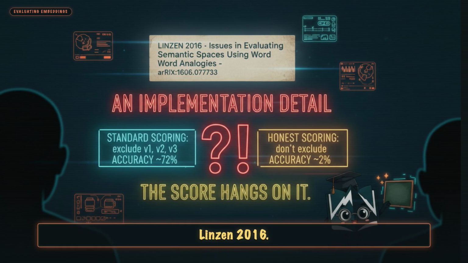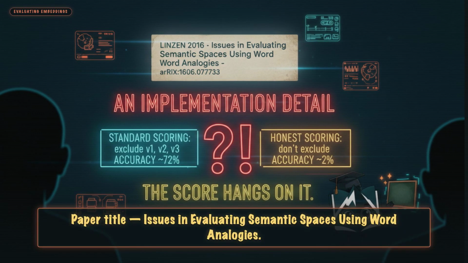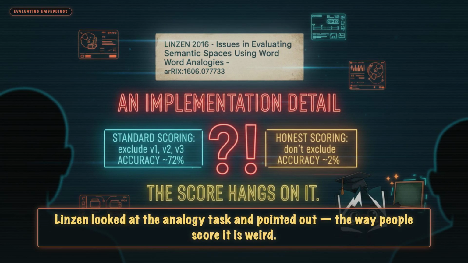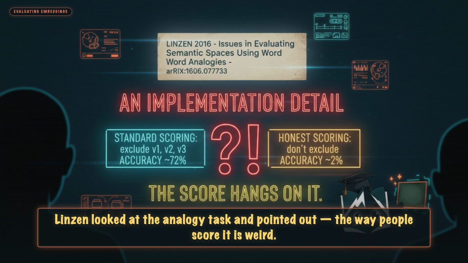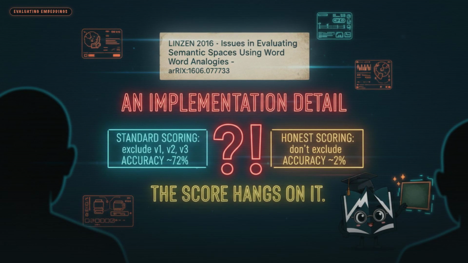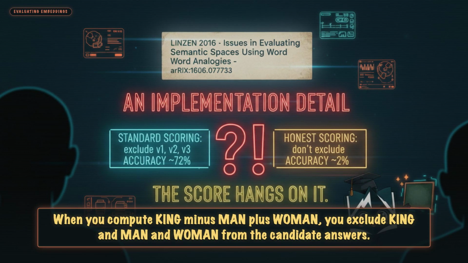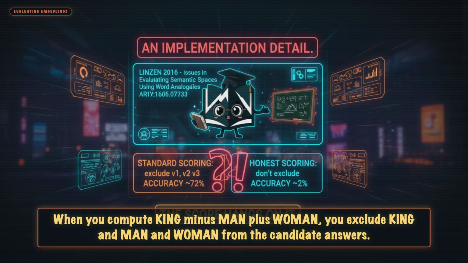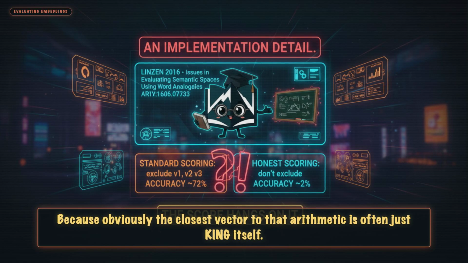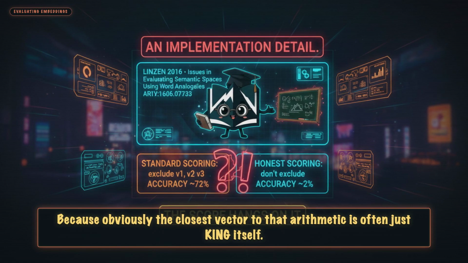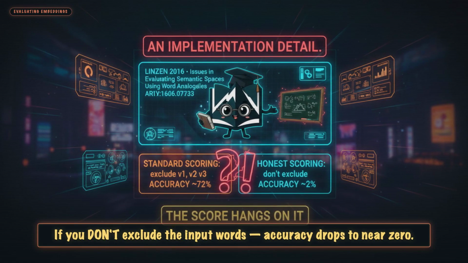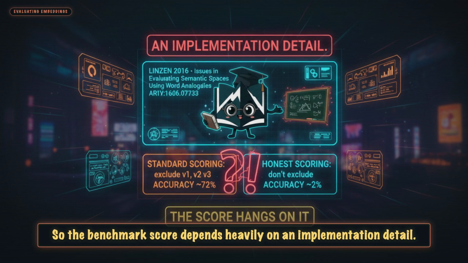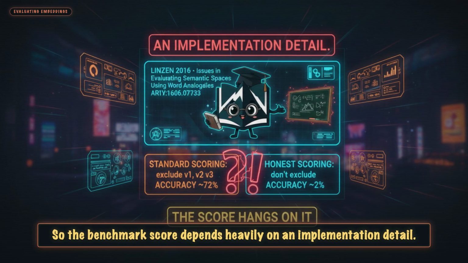Beat 2. Linzen 2016. Paper title, Issues in Evaluating Semantic Spaces Using Word Analogies. Linzen looked at the analogy task and pointed out, the way people score it is weird. When you compute king minus man plus woman, you exclude king and man and woman from the candidate answers, because obviously the closest vector to that arithmetic is often just king itself. If you don't exclude the input words, accuracy drops to near 0. So the benchmark score depends heavily on an implementation detail.